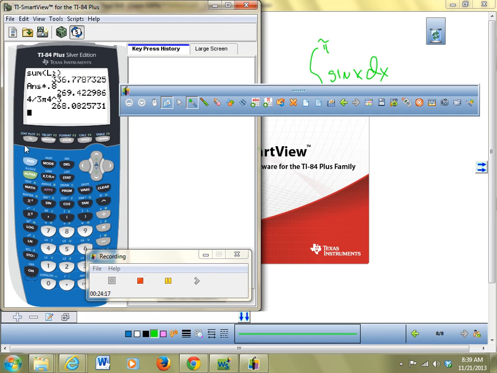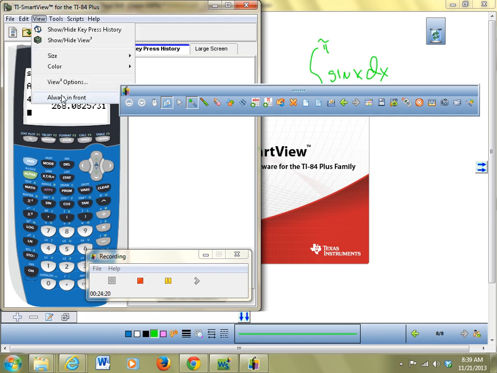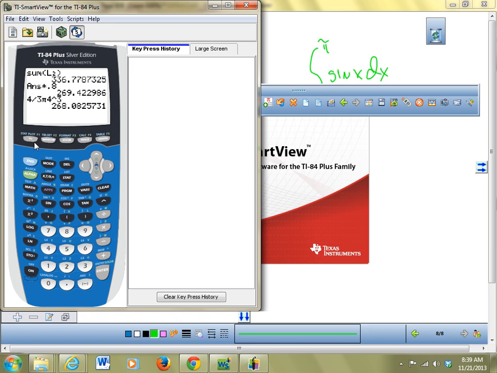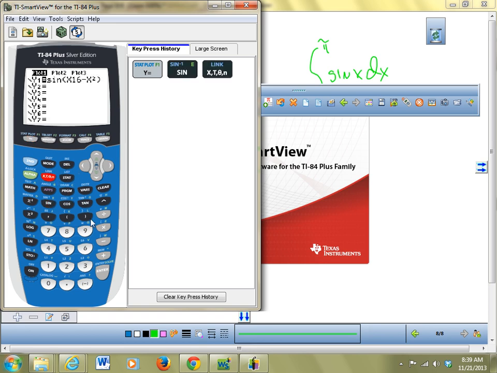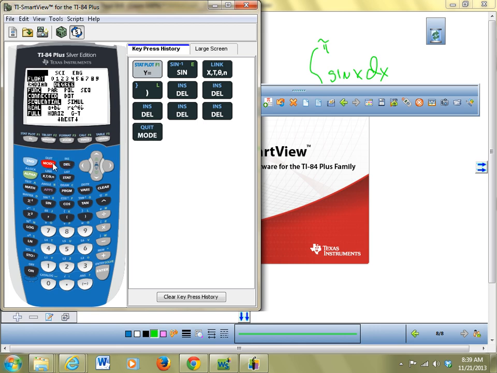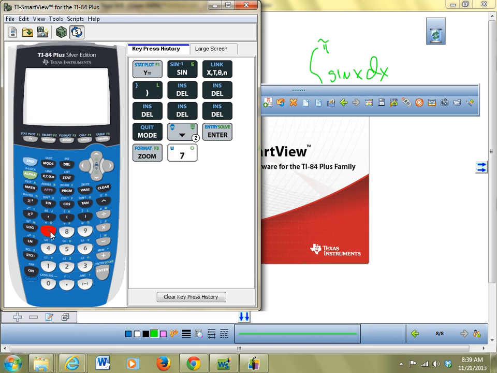I want to change the view, always in front, and I go y equals sine of x, close the parentheses, get rid of everything else, and I'm going to make sure I'm in radian mode. I'm going to do a zoom trig, I think, zoom trig 7. What's zoom trig do? I think it just says it's from negative 2 pi to positive 2 pi, okay?